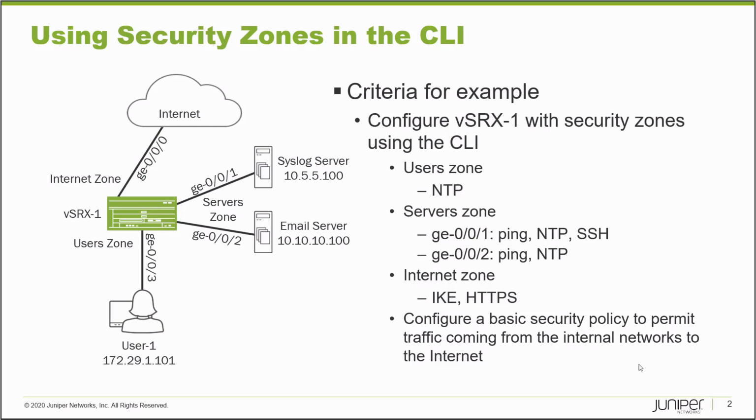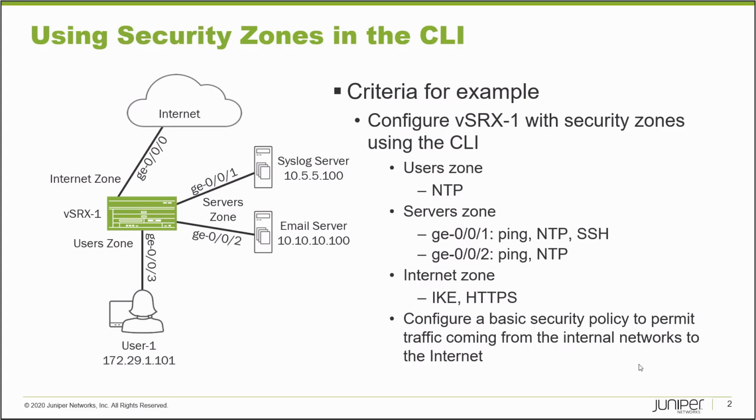And then in the servers zone, we have ge-0/0/1, which is connected to the syslog server. That needs ping, NTP, and SSH enabled for host inbound traffic. And then ge-0/0/2 needs to have ping and NTP enabled only, not SSH, just ping and NTP. And ge-0/0/2 connects to the email server in the servers zone.